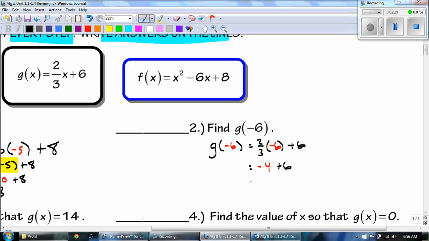What's -4 plus 6? Oh, come on, you know it. Good, it should be 2. Okay, so there it is in function notation, but then also just my answer of 2.